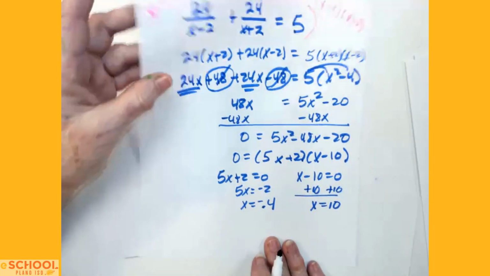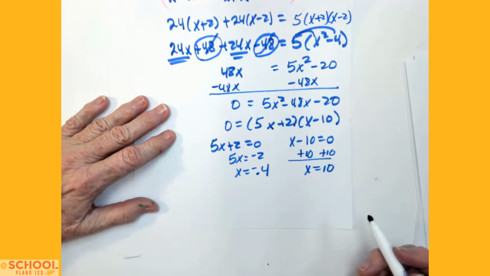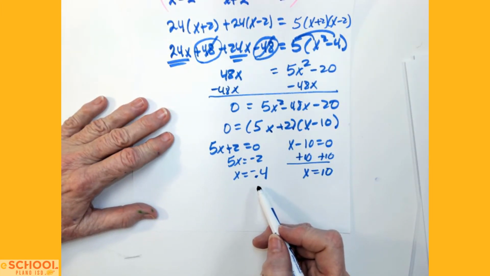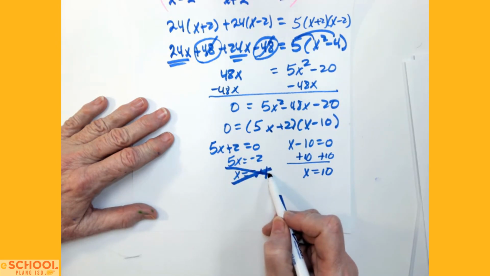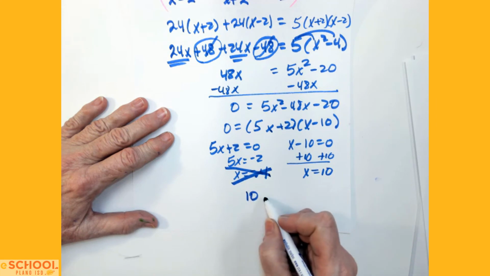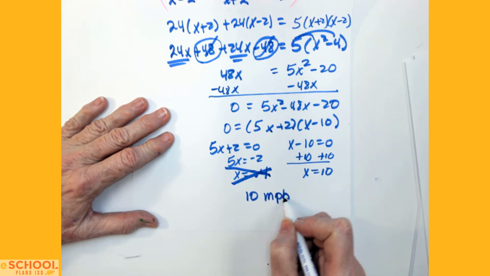Now we need to think about the situation that we're in. Since we're talking about a boat, a boat cannot travel negative 2/5 miles an hour, so that is an extraneous solution. It can travel 10 miles an hour, so the boat's speed in still water would be 10 miles per hour.